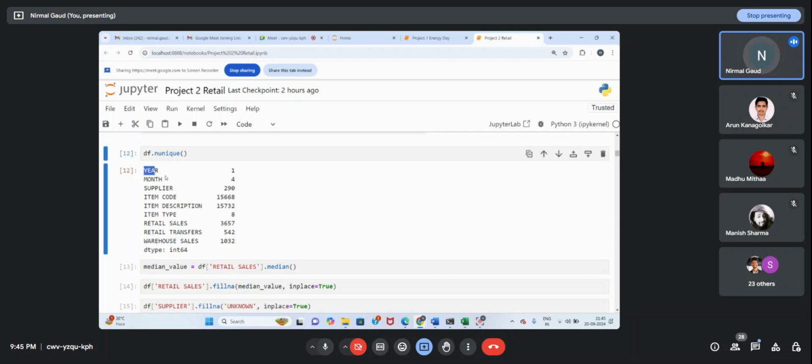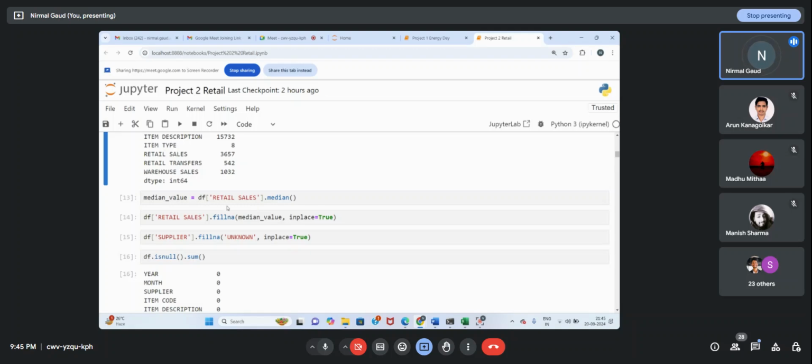So these are the number of unique values in each and every column. That's a common coding procedure which I follow in each and every project. Then there is one null value in retail, so I filled it with the median. I don't have any issue with that. Either mean or median, you can do that.